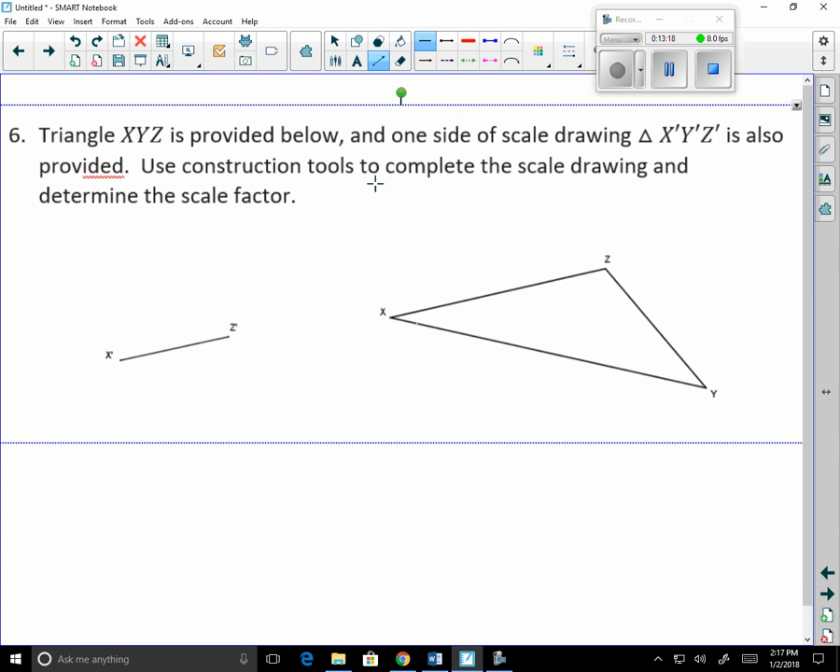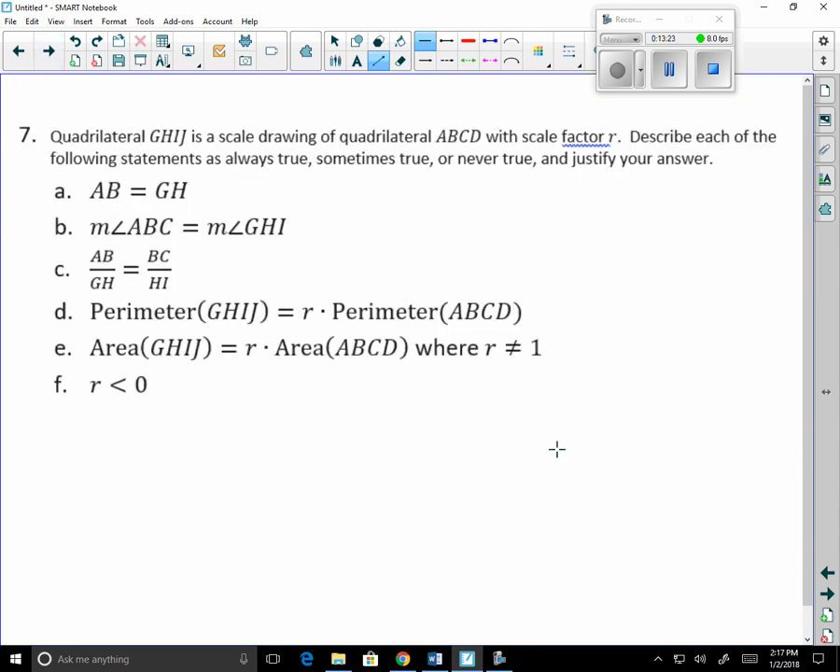Number 6 you could skip. If you're watching this video, you know that. That's awesome. And number 7 is the question I really wanted you to get to. So number 7 tells us that we have two quadrilaterals. One is similar to the other.